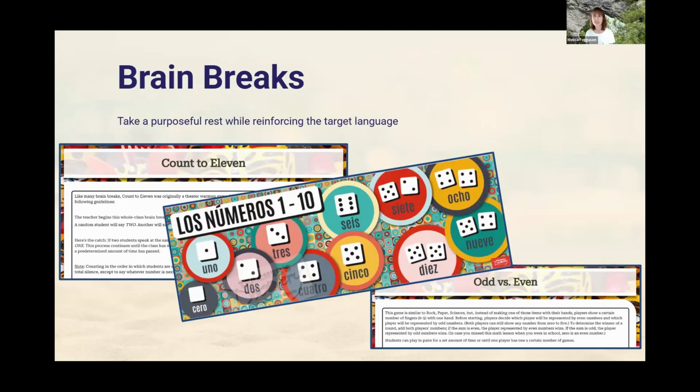So this is so important, to take a purposeful rest in your classroom, but you can also reinforce the target language at the same time if you're really purposeful with it. So using numbers, you can do a brain break that's called count to 11. It's really brief: you just start by saying 1 in the target language and somebody else has to say 2, 3, whatever, up until you get to 11.